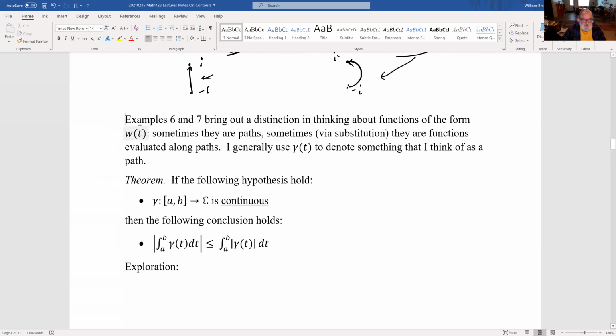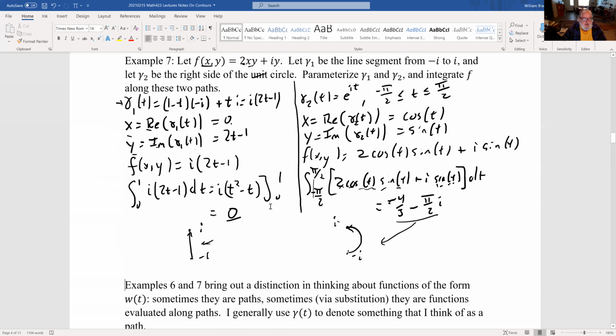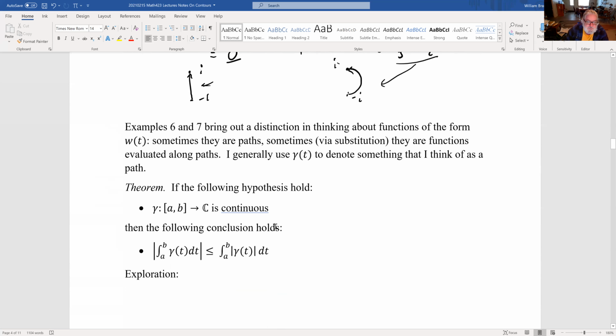Think about functions of the form w of t. Sometimes there are paths. Sometimes via substitutions, there are functions evaluated along paths. So here we have an integral of this thing, right? And that does look like a path, right? Because it's gamma of t equals i(2t minus 1), but it's really, we plugged a path into a function. But the mechanics of these 2 integrals are the same, right? They're functions of real variables, and you integrate them and see what you get.